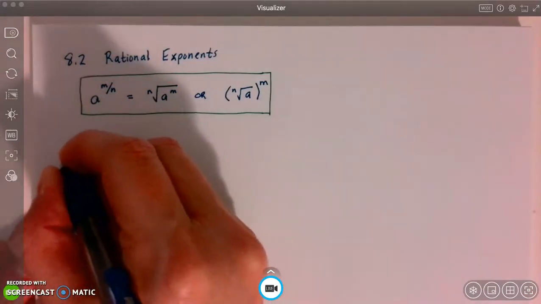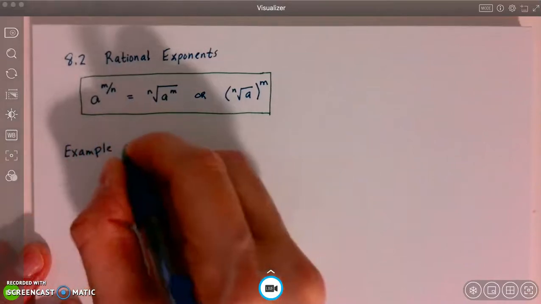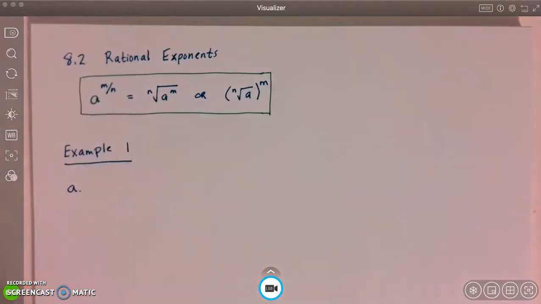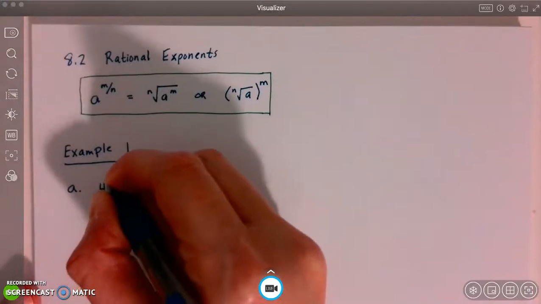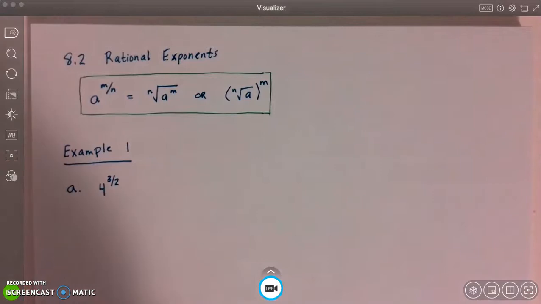So I'm going to do a couple, well, more than a couple, examples. So I'm going to label the first one A. All right, so we have 4 to the 3 halves power. All right, and what we want to do is we want to write it in radical form.